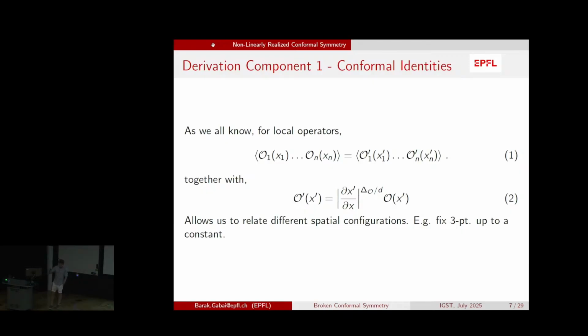I heard Shai talk to a master student on Zoom before, and he was explaining how to derive conformal identities for local operators, and I think it's good to review this. So we all know from the yellow book that this identity in the first line should be satisfied for any local operators. And this becomes useful once we combine it with the second line, where we know the transformation of a local operator. This is just some conformal factor appearing.